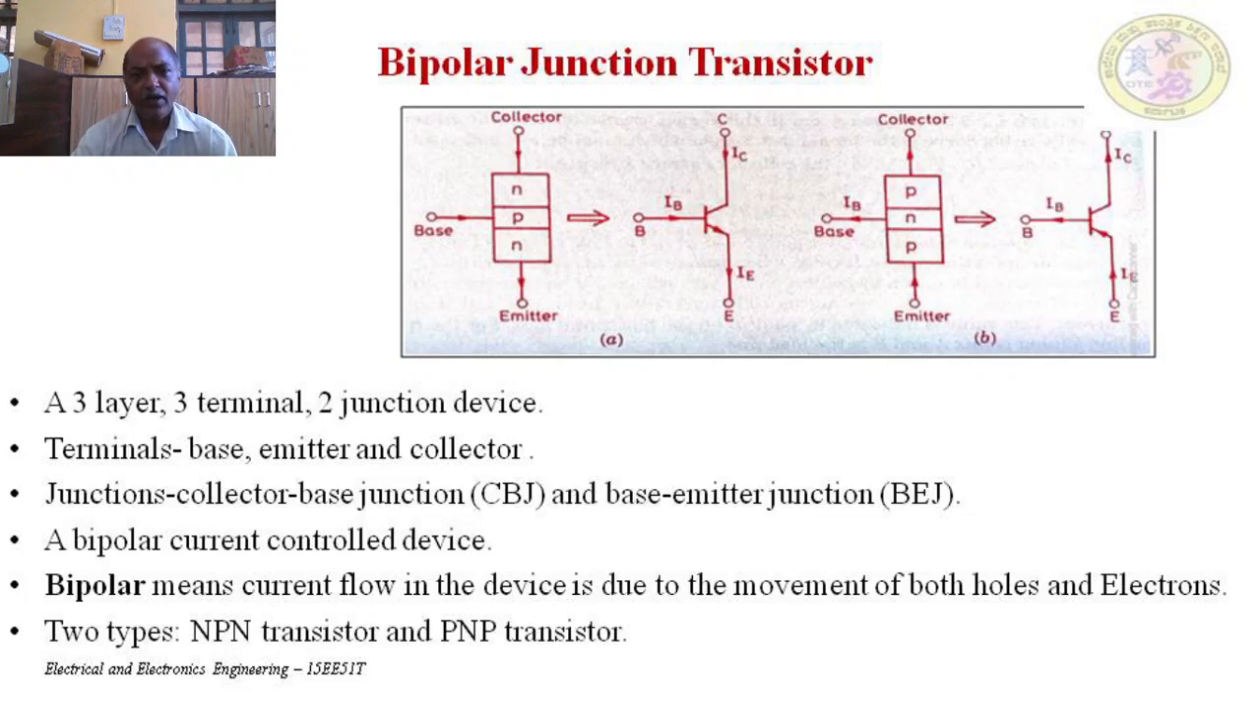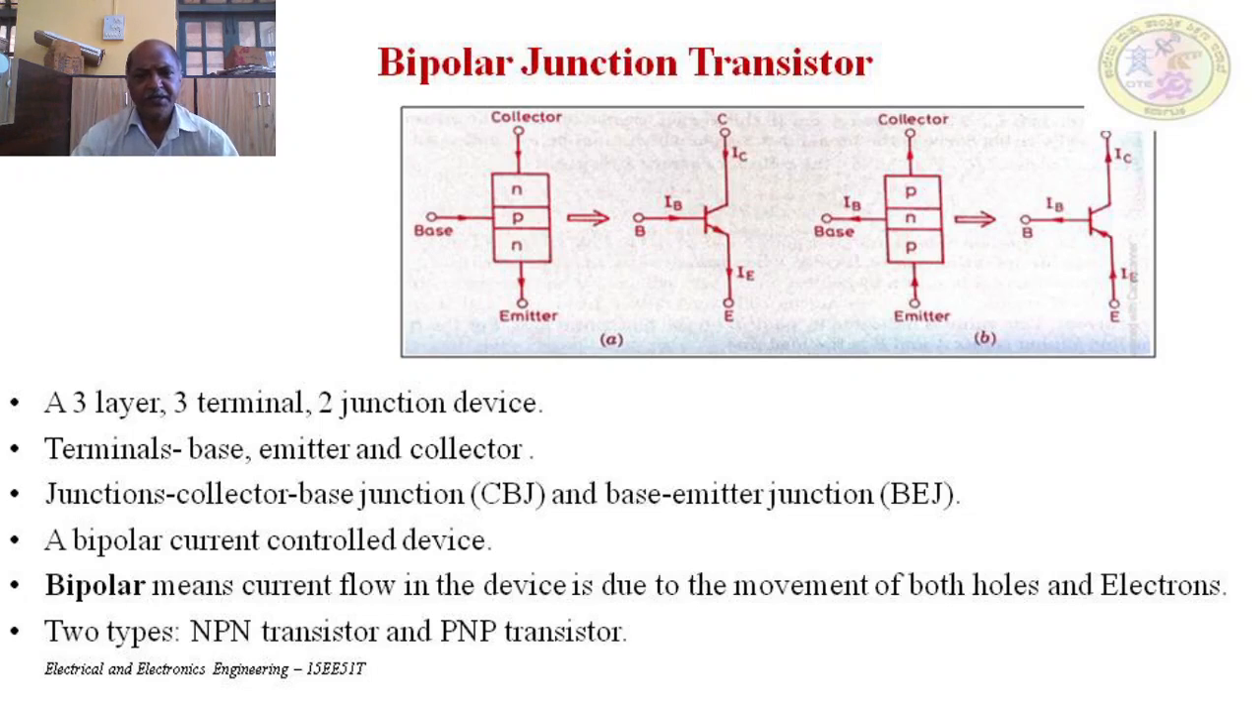The emitter will have a high level of doping so as to supply the carriers, so the highest level of doping will be provided to the emitter compared to the collector and base. The base is lightly doped, only about 2 to 5% of that of the emitter or collector.